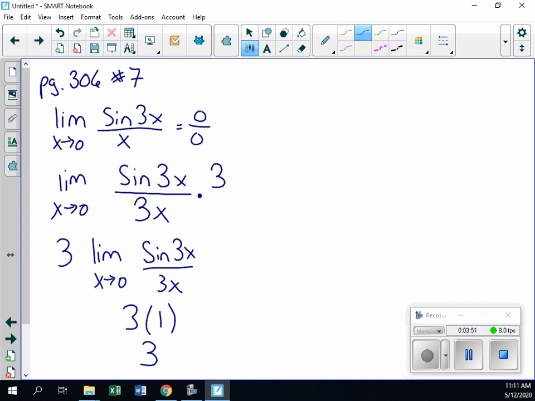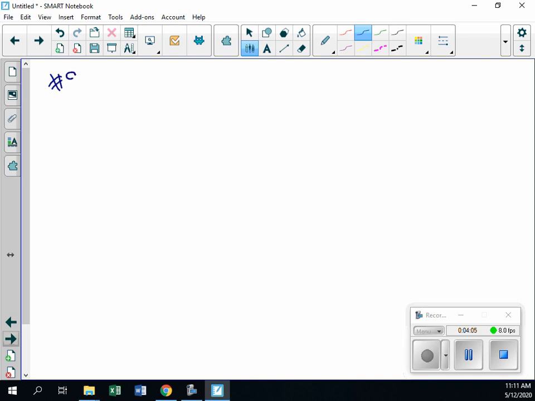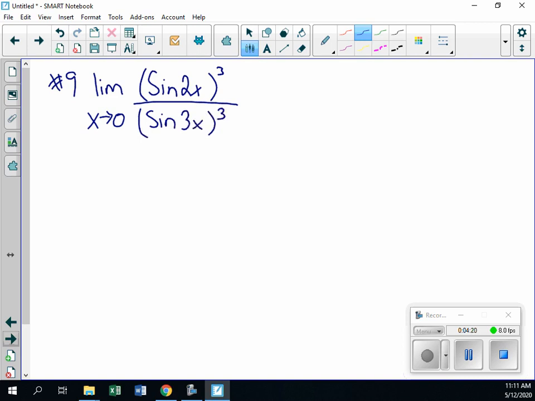It's way more complicated if you decide to use double angles and splitting up your x's. So we are not going to do that. Question 9. I have the limit as x approaches 0 of sine 2x, and remember this whole thing is cubed, over sine of 3x, and this whole thing is cubed.